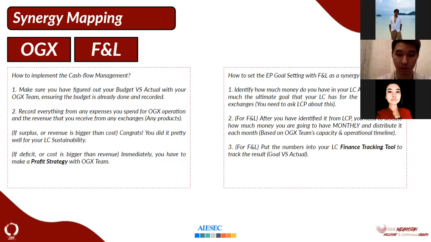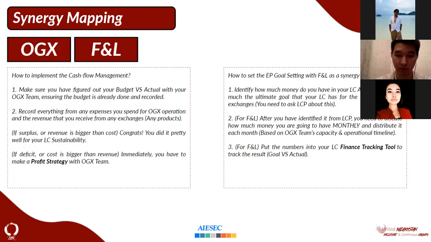And if, let's say, your LC is having a deficit, or cost is bigger than revenue, immediately you have to make a profit strategy with the OGX team. For example, maybe matching money for OGV or that kind of stuff. So for FNL, you need to think about the profit strategy with the OGX team based on the situation that you can capitalize on.